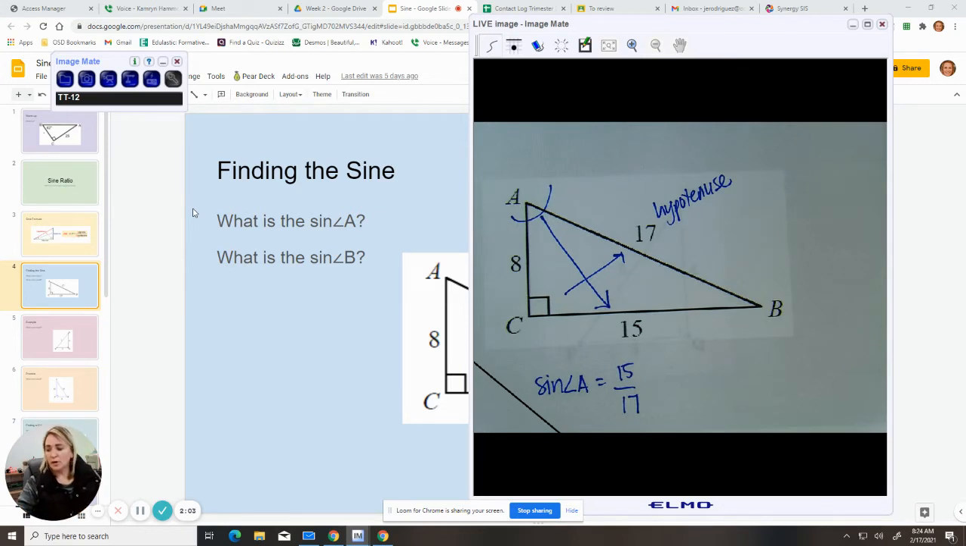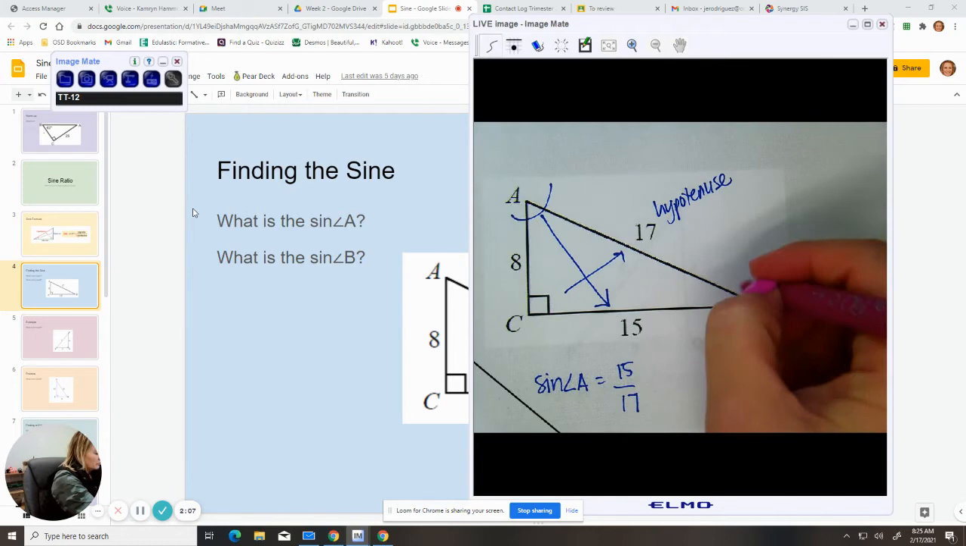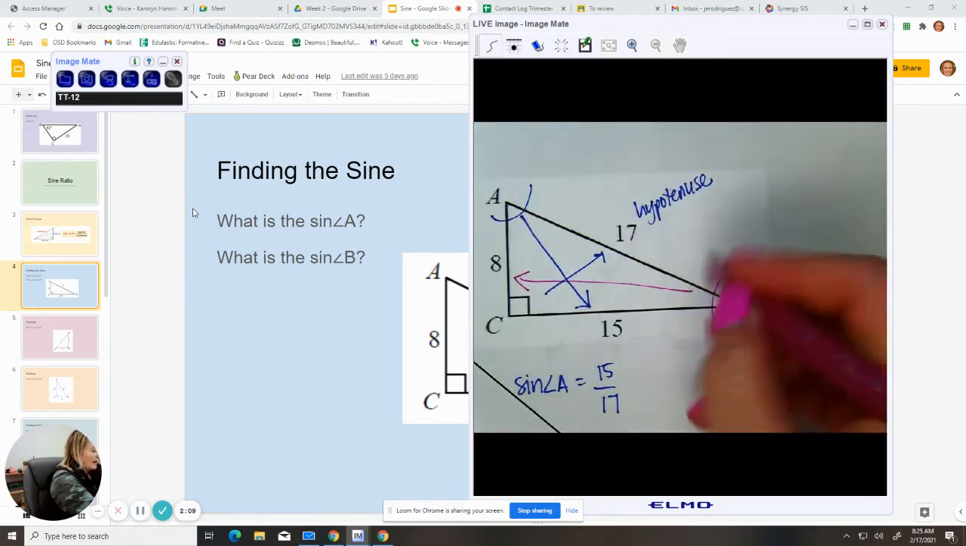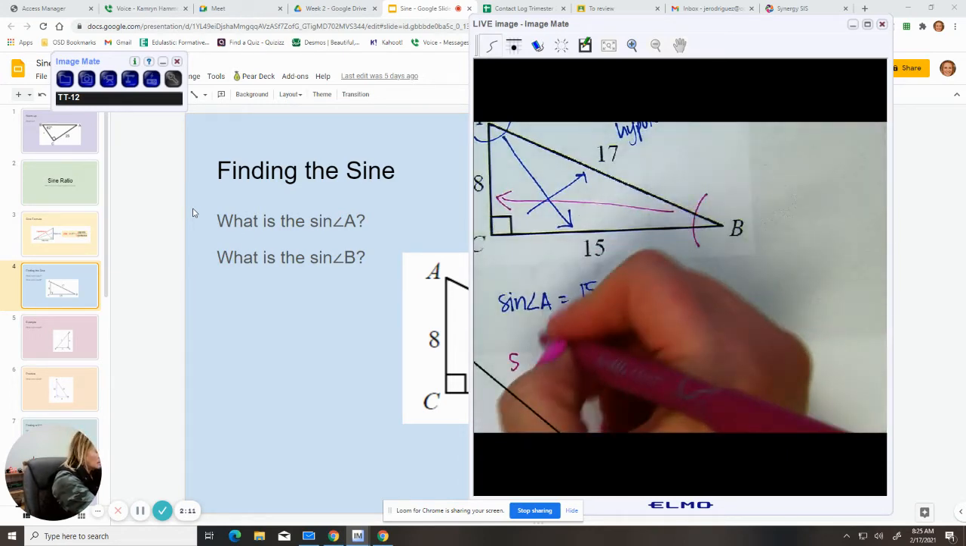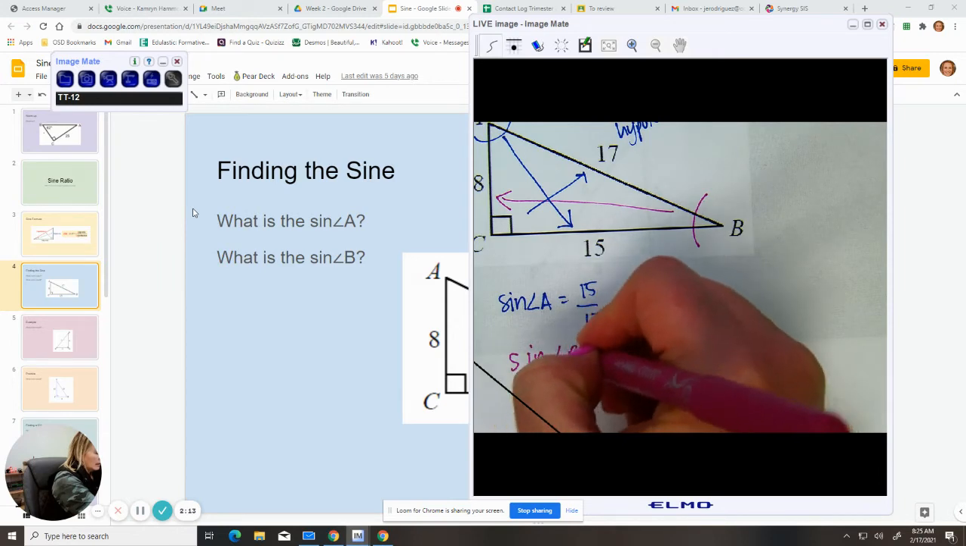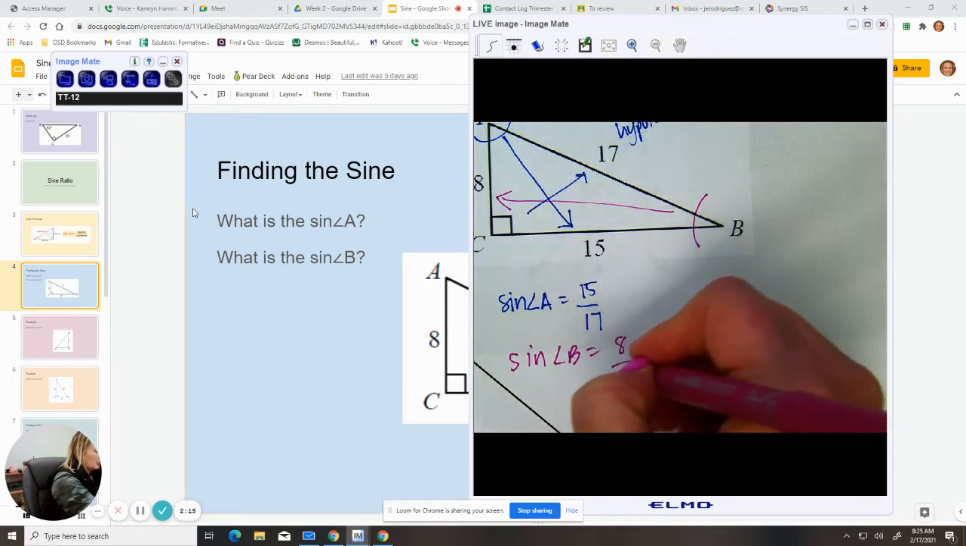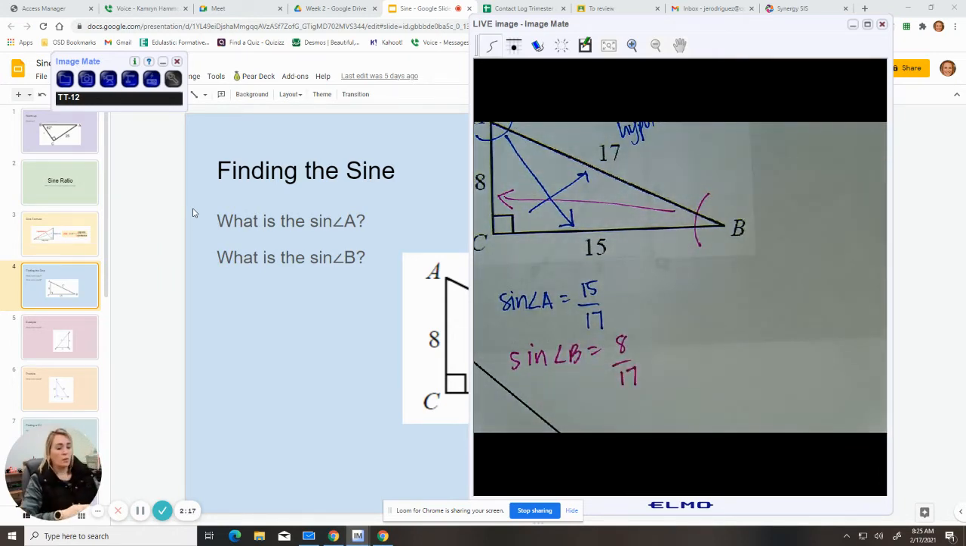Okay, if we were going to do it based on angle B, which is here, then now our sine of angle B would be 8 over 17. No matter what, it's going to be 17 because that is our hypotenuse.